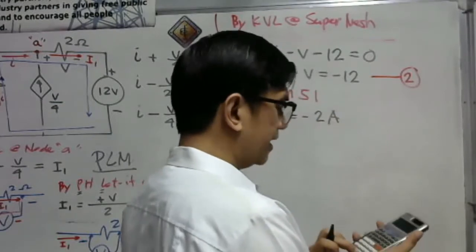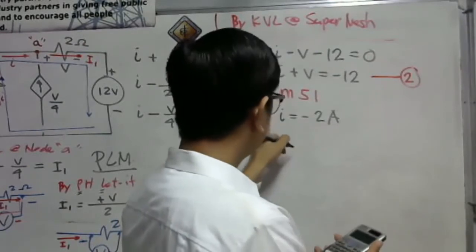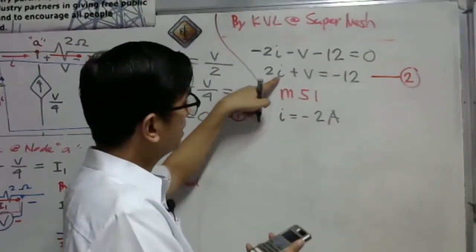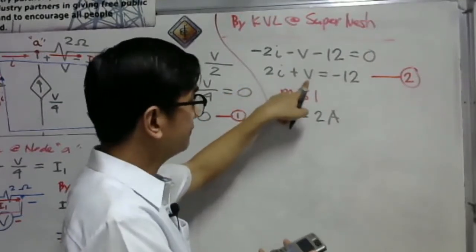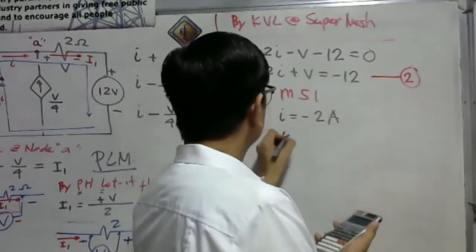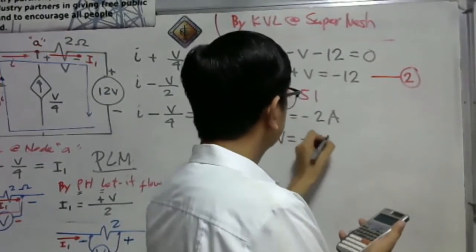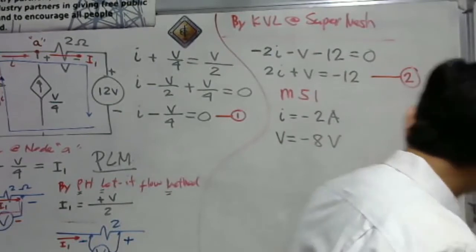Let us press another equals in our calculator. That will be our V, because our x is the first variable, which is I, and the second variable is V, that will be our y. So our V here will be equal to negative 8 volts. So that will be our answer.